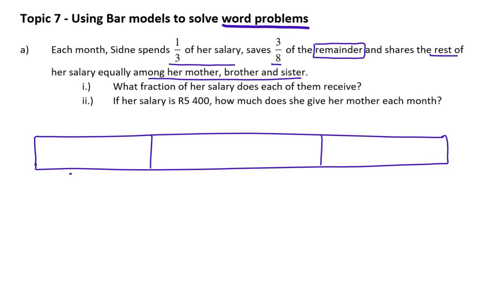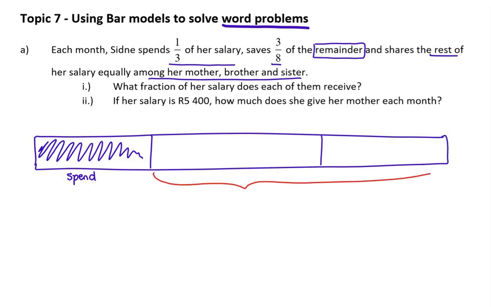So here I'm arguing that Sydney spends 1/3. So that first bit here, she's spending this. So that's gone. Now, this remainder, she needs to save 3/8. So these 2 blocks need to be now divided into 8 blocks because I need to be able to say she saves 3 of the 8 blocks, and I don't see 8 blocks there.